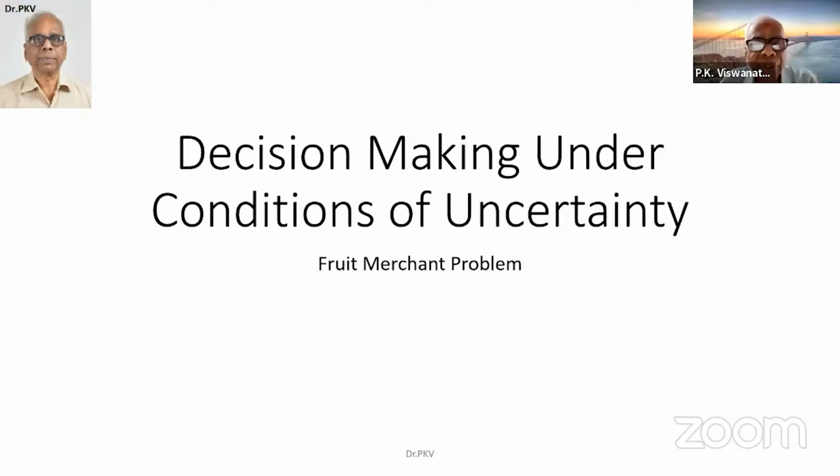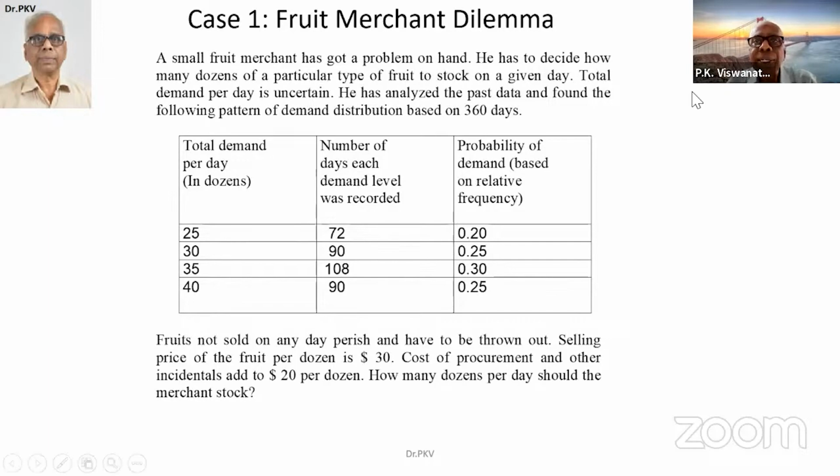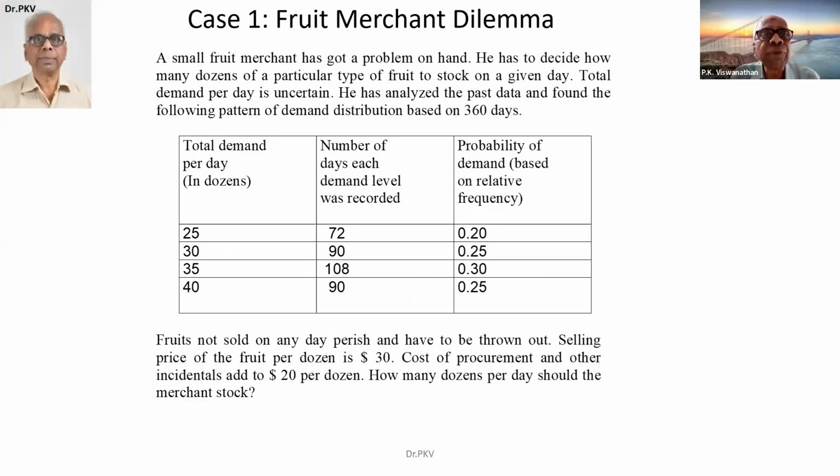So let me start with an example, which I call case one, the fruit merchant dilemma. A small fruit merchant has a problem on hand. This is the first case study I'm going to discuss with you. You can take some facts from the screenshot, as I told you earlier. He has to decide how many dozens of a particular type of fruit to stock on a given day. Total demand per day is uncertain.